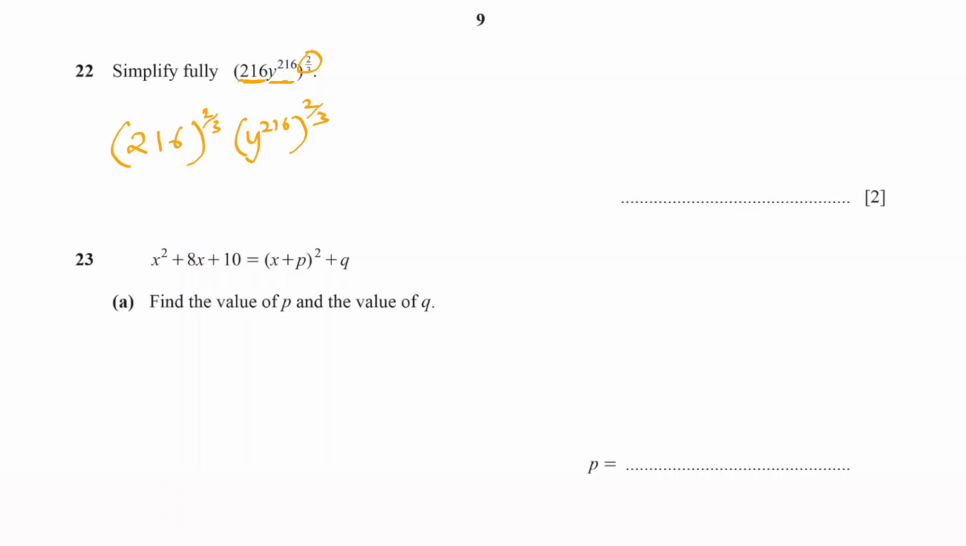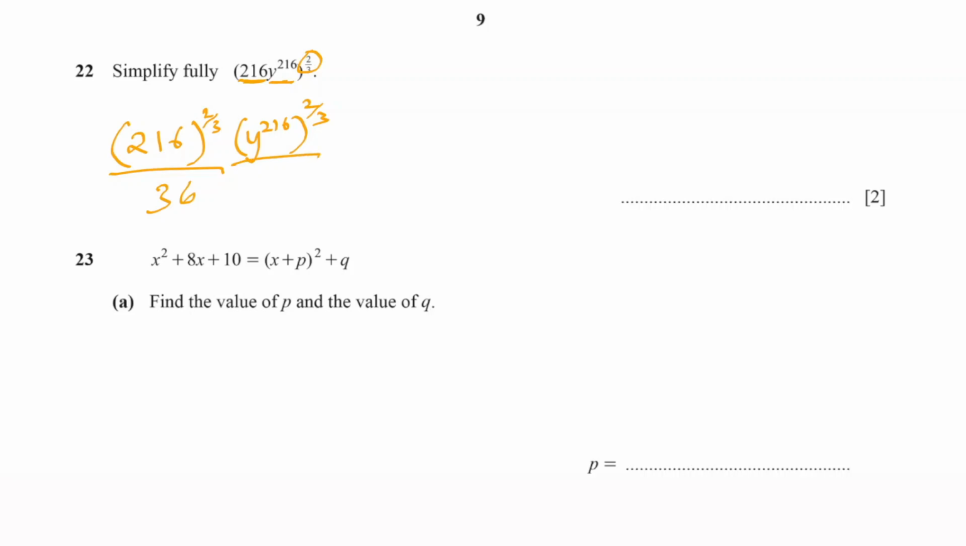So if I solve 216 raised to power 2 by 3 in my calculator, let's see what comes here. 216 raised to power 2 by 3, then I'll get the answer as 36. So I got this as 36. Let's find out this one also.